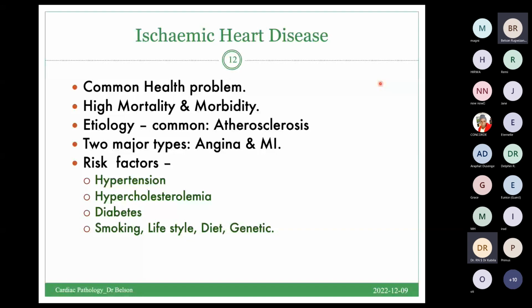Iyo ubonye nka imibare igaragaza impamvu zitera impfu ku isi mu bantu cyane cyane bakuze, izi ni indwara za mbere. Coronary heart disease is among the first ones, more than cancers even. So etiology, as I said, the most common is atherosclerosis. So we have two major types: angina pectoris and myocardial infarction. I think I have explained in a summary the difference. Angina ni ischemia and not yet necrosis. When necrosis is there, it is myocardial infarction.